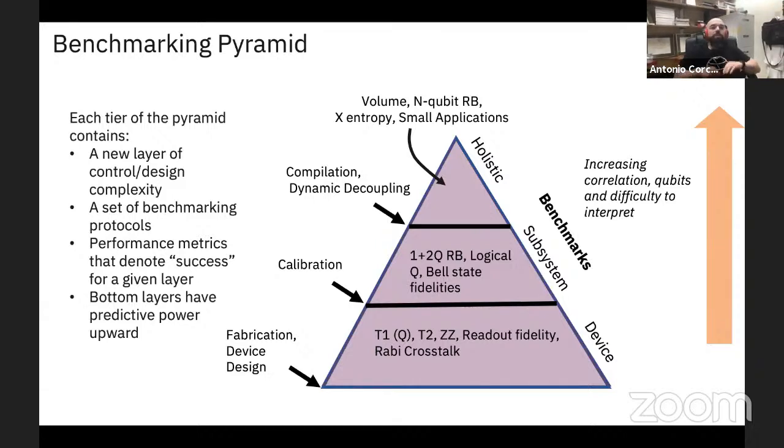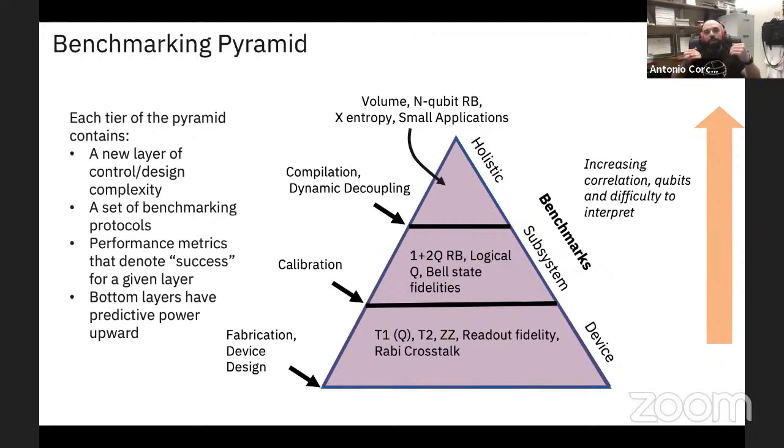So this benchmarking hierarchy can be pictured a little bit like I'm showing here in this pyramid, where you can imagine different access levels to the device having different metrics associated with them. For example, for the case of superconducting qubits, which is a particular case of qubits, when you fabricate them, you fabricate them very much in the same way that you fabricate silicon transistors.